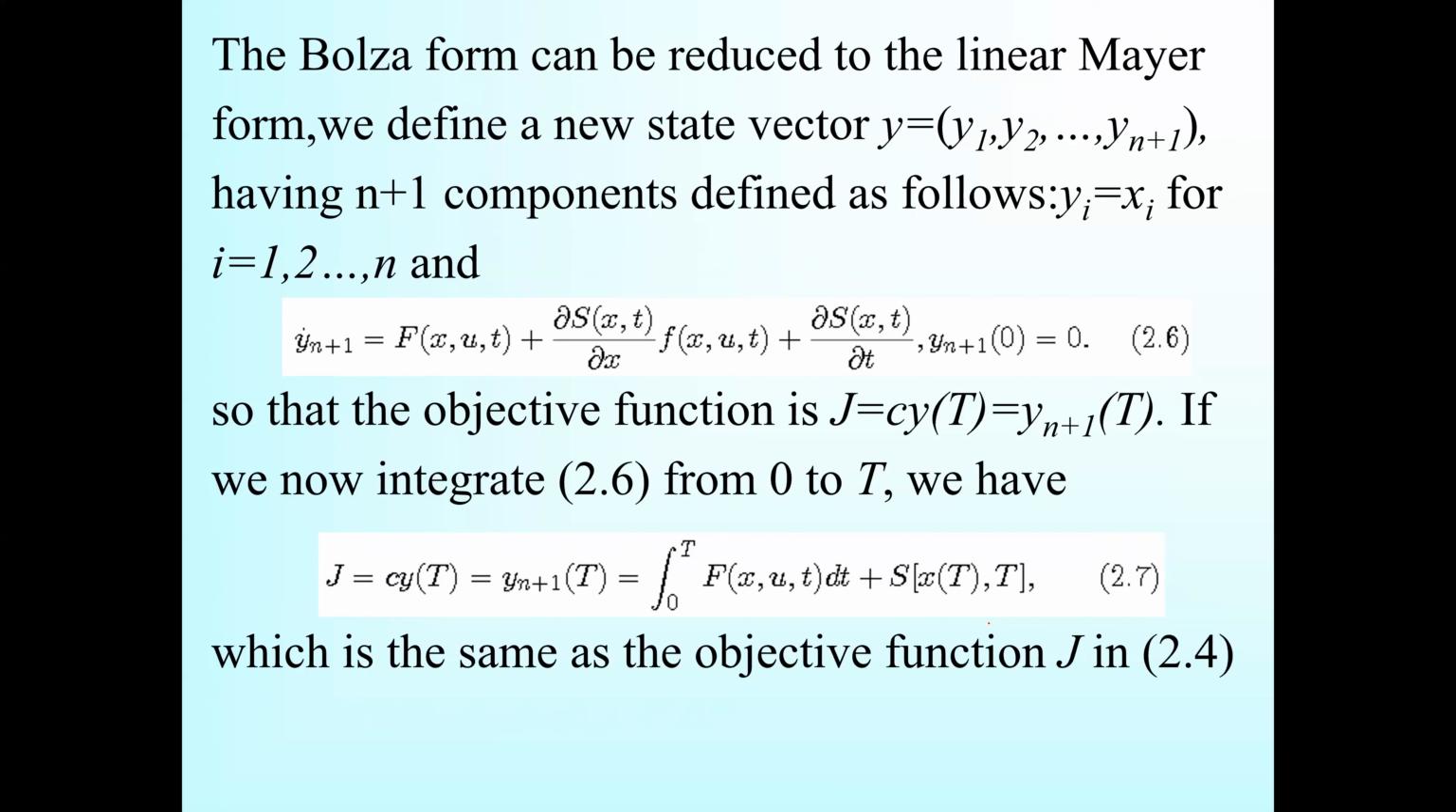So Bolza form can be reduced to linear Mayer form if we design a new state vector like this. So you have n plus one components, where y_i is x_i. Then you define this one, and you integrate the last one, so this is just like integration. The last one, you extend it to this, and the others are just the x. So you append the last one and integrate it. Basically it's trying to accommodate this integral. It's actually integration over t, but I care about when this is capital T. So it is transformable into a linear Mayer form like that.